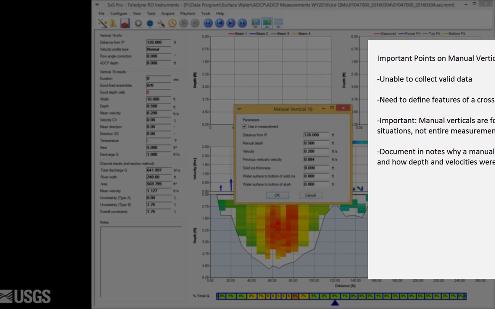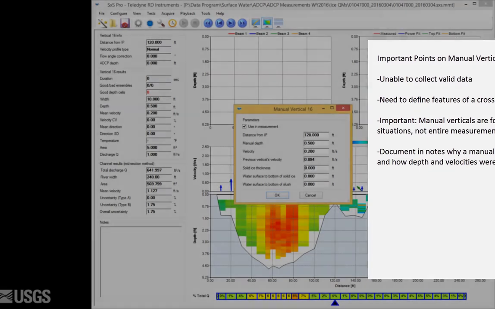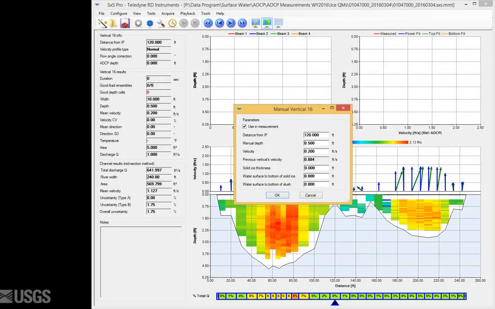Be clear that having an entire measurement made up of manual verticals would not be appropriate. They are meant to supplement a measurement of mostly valid ADCP data. Also, it's good practice to document why a manual vertical is needed and how depth and velocity readings were determined for a manual vertical in the field notes.